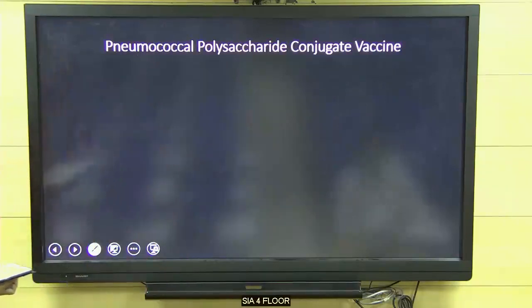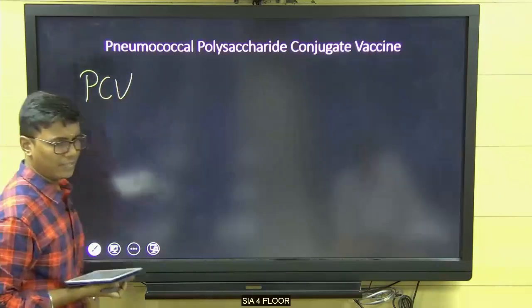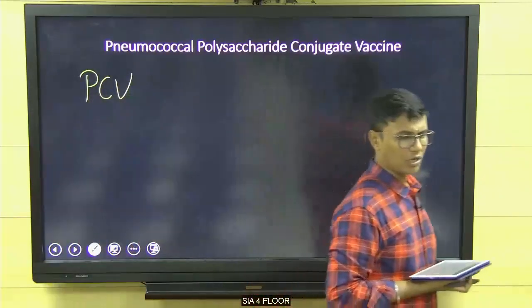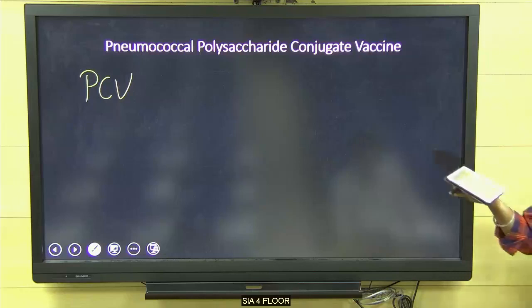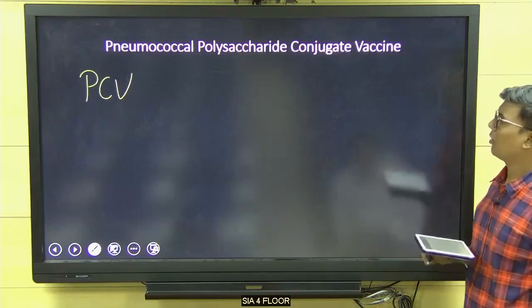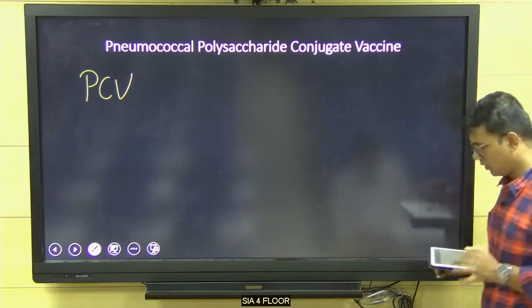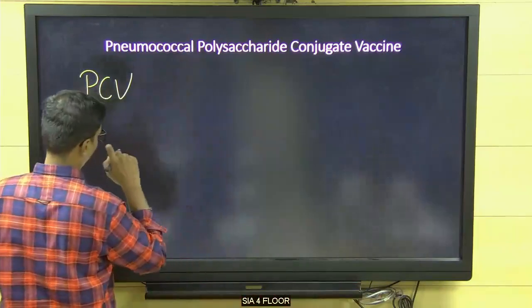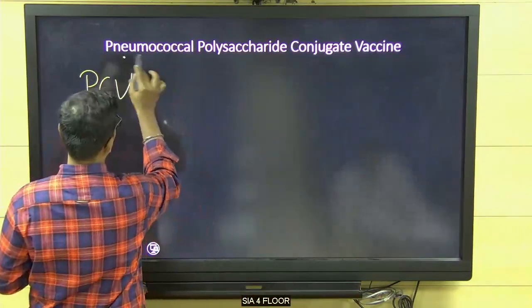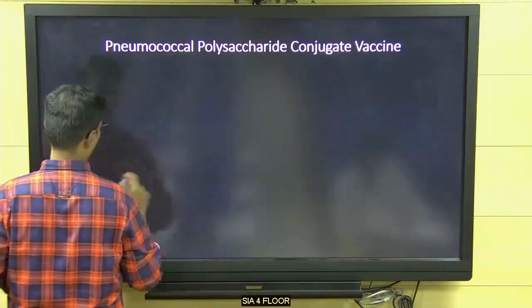Pneumococcal polysaccharide conjugate vaccine, PCV. This was in the 2020 UPSC prelims, a question about the pneumococcal conjugate vaccine, Pneumosil. In the last prelims, there was a question about the pneumococcal polysaccharide conjugate vaccine. What causes pneumococcal disease? The name itself says pneumococcal. It is related to bacteria. It is caused by Streptococcus pneumoniae.